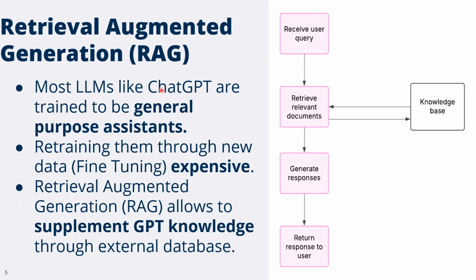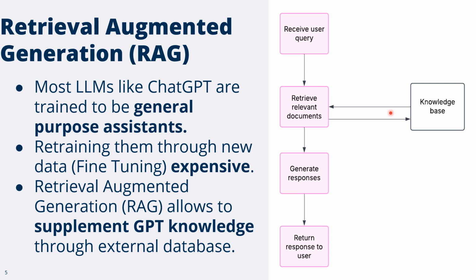So most LLMs like ChatGPT are general purpose assistants, meaning if you want to ask them something very specific or very niche, they might not be a very good tool. One way to circumvent this is to retrain the model, but this can prove very expensive. So another technique is retrieval augmented generation, or RAG simply.